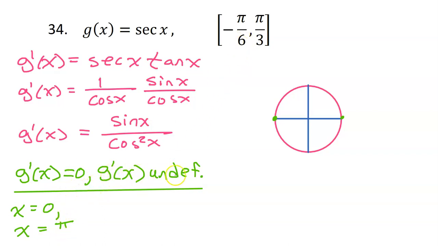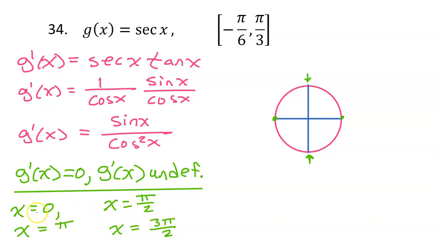Now, g prime will be undefined when the denominator is equal to 0. So where will cosine equal 0? Cosine is the x value, so cosine is going to equal 0 here and here. So that's pi over 2 and 3 pi over 2. So let's write that down. Pi over 2 and 3 pi over 2.